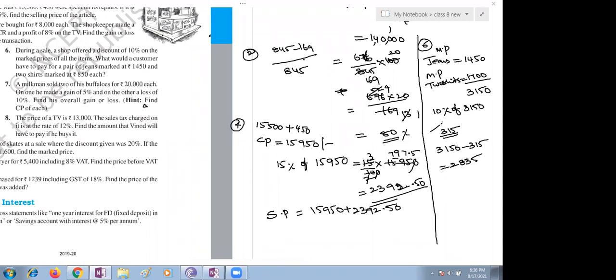Ma'am, they have given a quite lengthy process, to find the CP of each, but we can easily find it out from a competitive point of view. Ma'am, but they will give marks for this. If they ask us to do it, yes, ma'am, we just need to write. We will get marks for the steps.